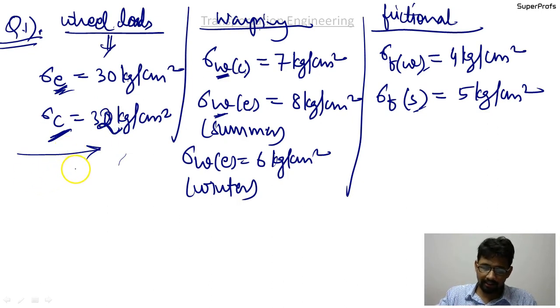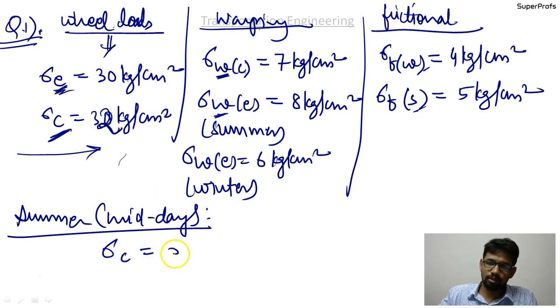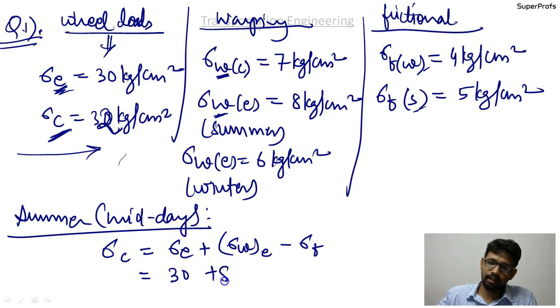So the critical stresses. During summer midday, case 1 is summer midday. The sigma C value is equal to sigma E plus sigma W at edges, the warping stress at edges, minus sigma frictional, equal to 30 plus 8 minus 5, that is 33 kg per centimeter square.